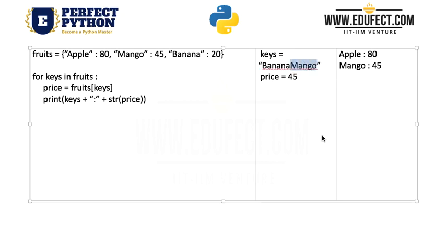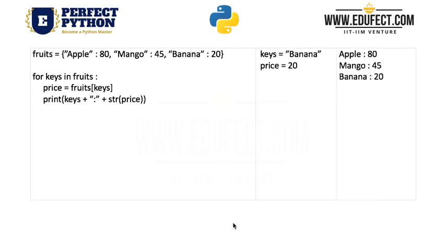Now when key takes the value banana, what will price be? Price is fruits banana, which is 20. So what will get printed on the screen is banana 20. So in this way, we have been able to iterate and print all the keys and values in the dictionary.